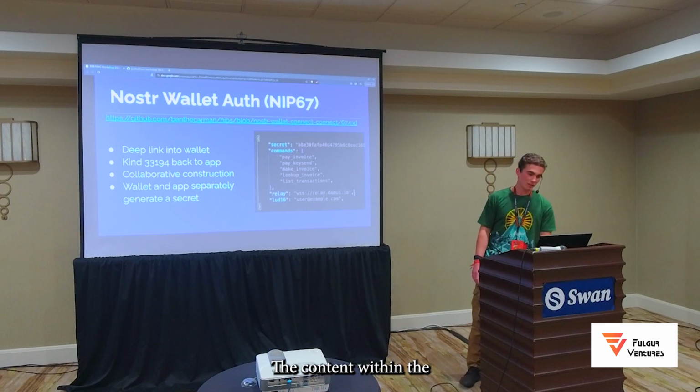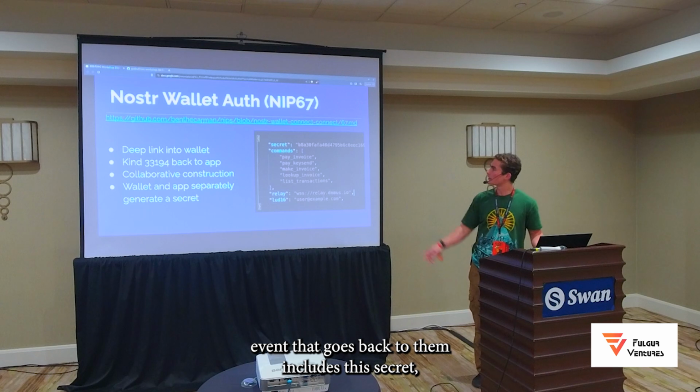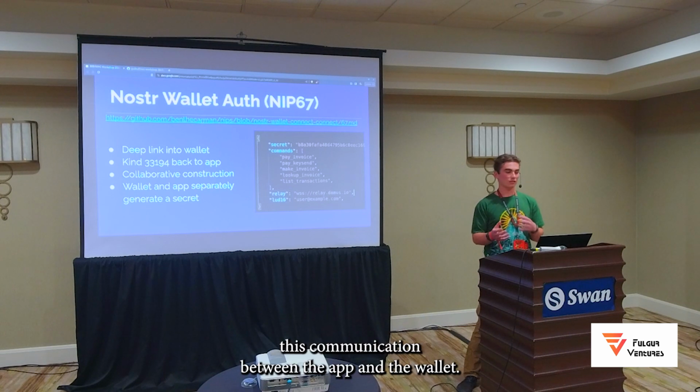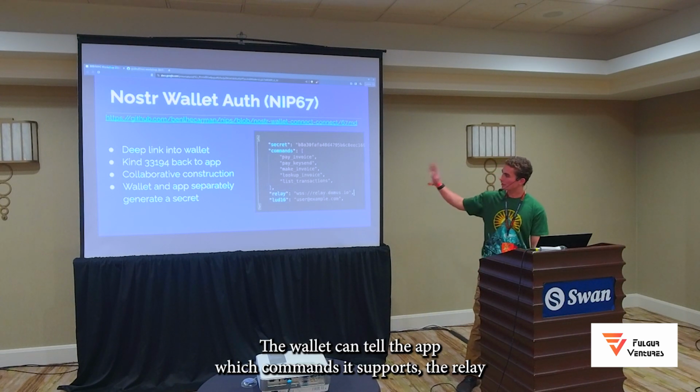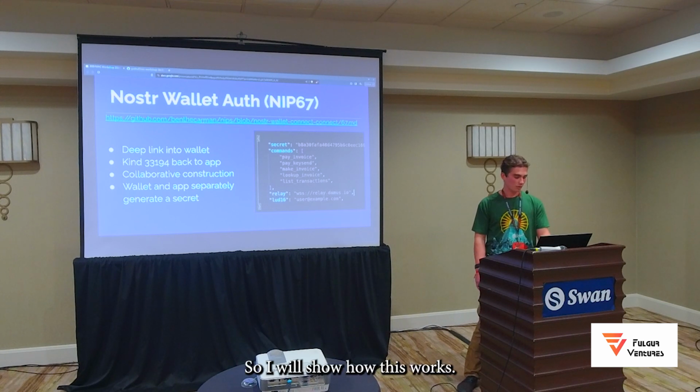The content within the event that goes back to them includes this secret, which is just a unique identifier used for identifying this communication between the app and the wallet. The wallet can tell the app which commands it supports, the relay it wants to talk over, and optionally even a lightning address. So I will show how this works.